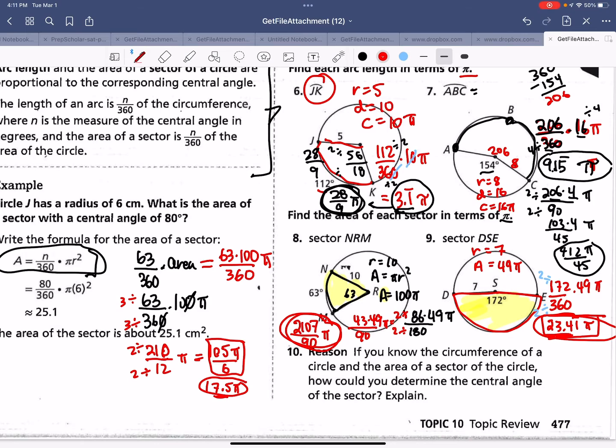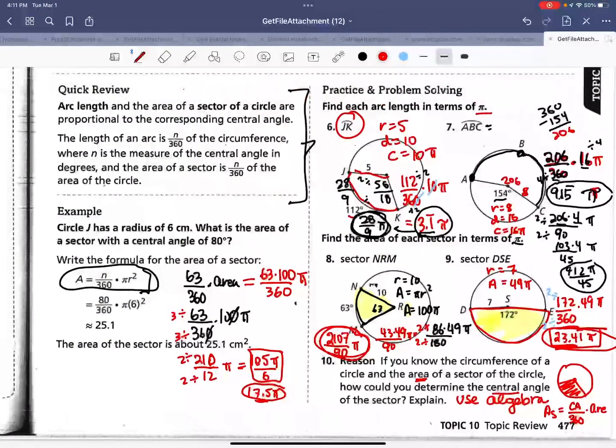Reason: if you know the circumference of a circle and the area of a sector, how could you determine the central angle? So you could use algebra. If I know that the area of my sector is a specific number, the area of my sector is equal to my central angle over 360 times my area. So if I know my area, how could I solve for that?